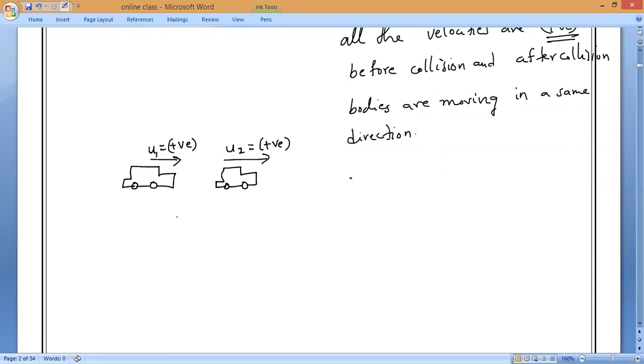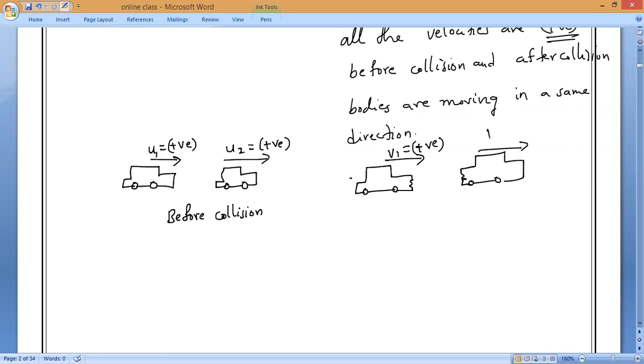Now they collide. This is before collision. Now after collision, they are again moving in the same direction. Is the velocity positive or negative? Positive only. Now after collision, this car is also moving in the same direction, so its final velocity is also positive. We consider this case only and we derived the formula, that is the law of conservation of momentum. Is it yes or no, everyone?